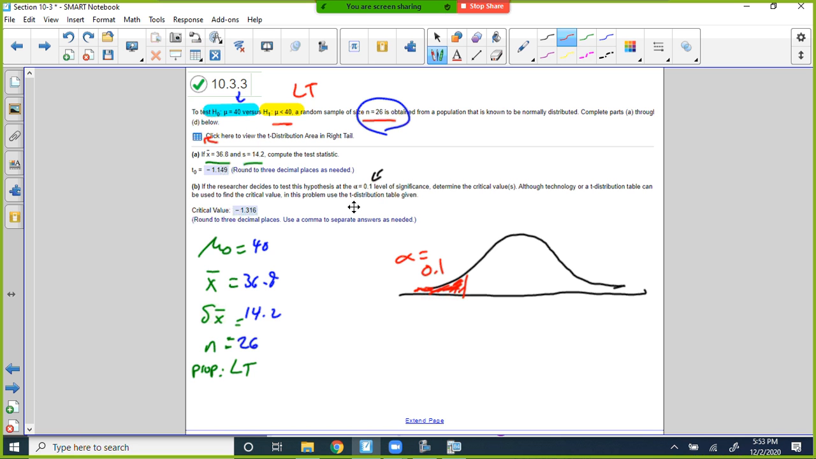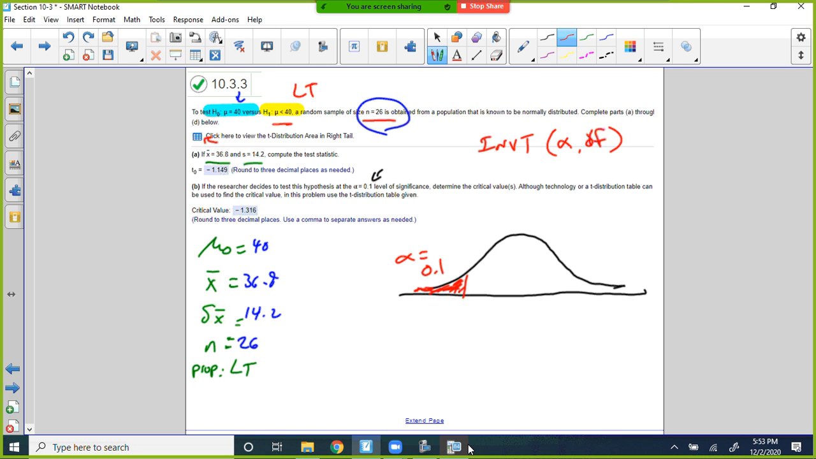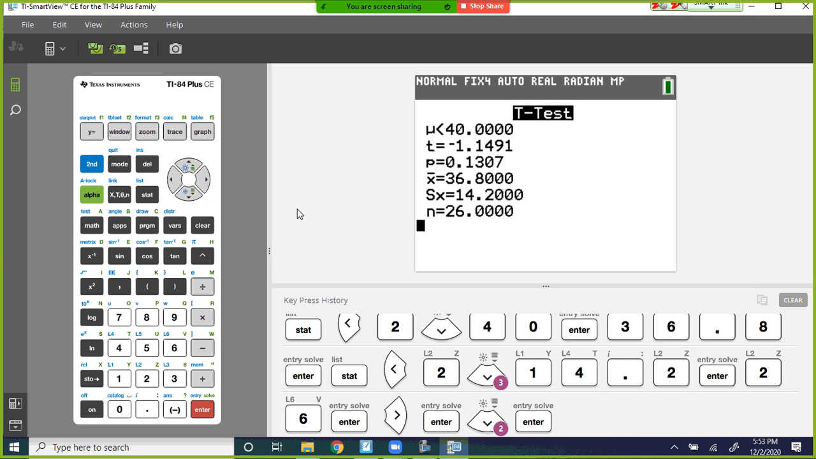Okay, so let me show you what we're going to do. This is where we're going to use the calculator. We have to have the area, so it's inverse t. We have to have the area, the alpha, and then degrees of freedom. Those are two things we have to have. Our sample is 26, so degrees of freedom is 25. So alpha is 0.1. So we're going to hit second, bars.